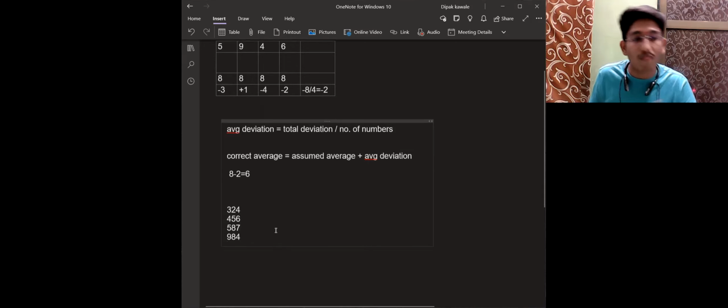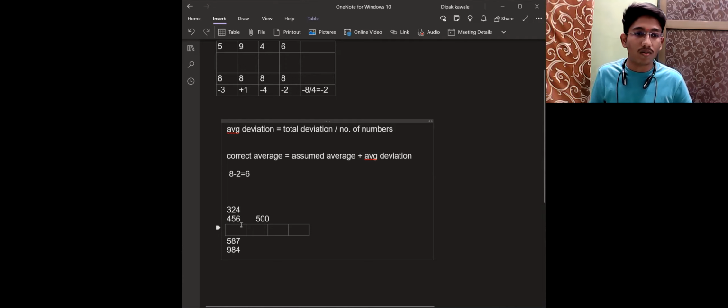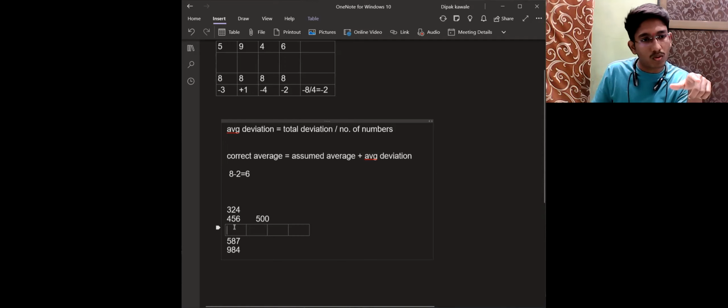Assume. I will assume my 500 is my average. So if my 500 is this, what will the difference be, that is, the deviation between 500 and 324? It will be something around 176. And my 456 will be around 44 off. If it is 87, then it is 87. Yes guys, I will put minus, minus, plus 87, and this 984 means I am having 484 extra, plus 484.